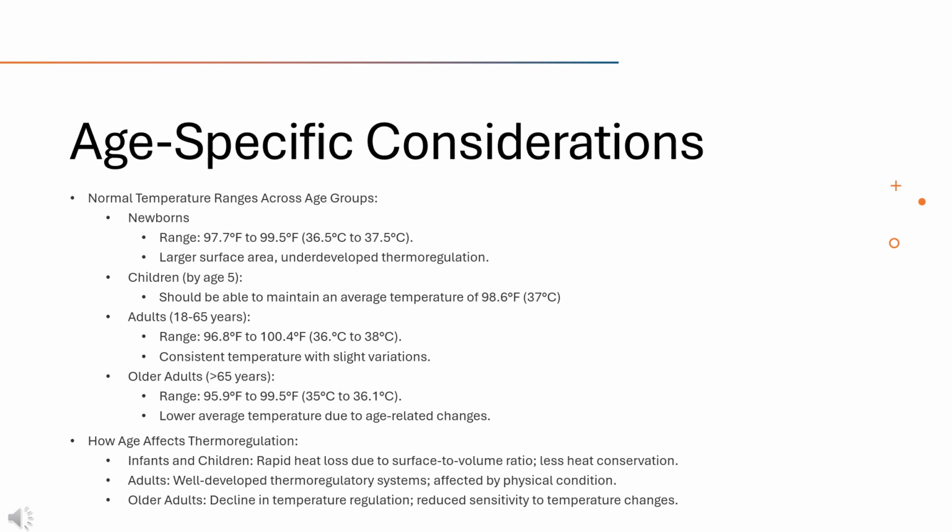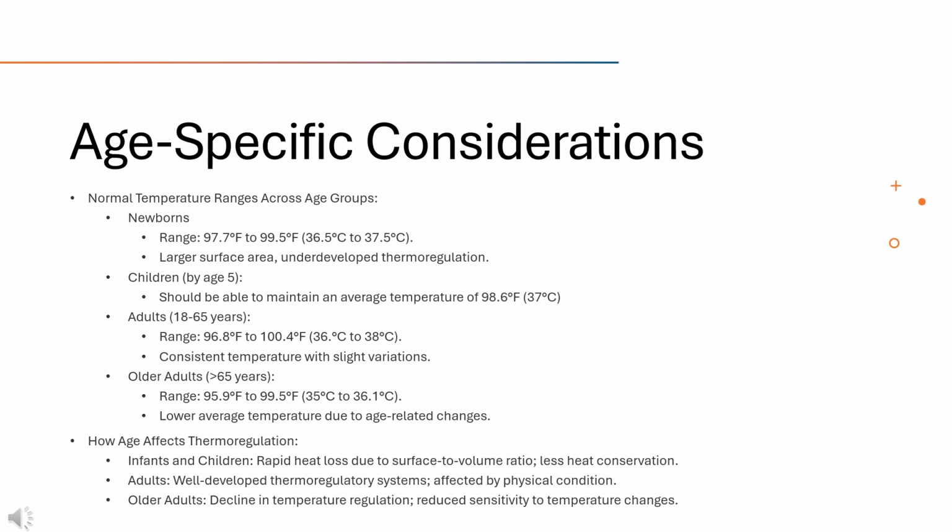By age 5, children should stabilize around the average temperature of 98.6 degrees Fahrenheit. Like infants, young children can also run warmer without any signs of illness, and their ability to regulate temperature improves as they grow. Adults generally maintain a temperature range from 96.8 degrees Fahrenheit to 100.4 degrees Fahrenheit, influenced by factors like activity levels, hormonal changes, and environmental conditions. Often, older adults have lower average body temperatures, usually between 95.9 degrees Fahrenheit and 99.5 degrees Fahrenheit. This drop is due to decreased thermoregulatory responses, less body fat, and slower metabolic processes.